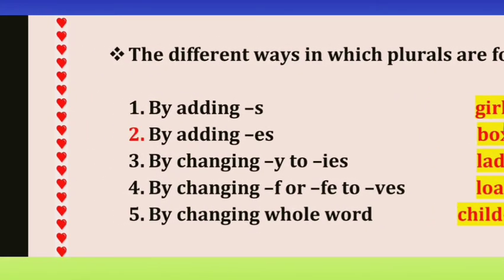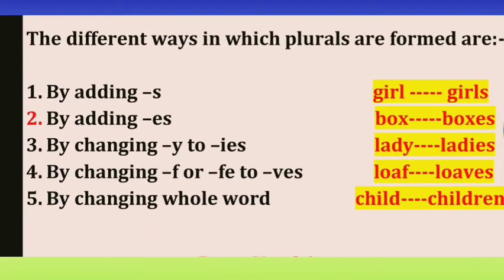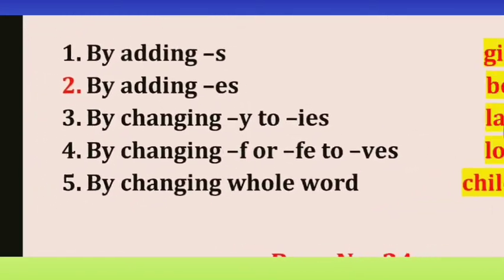Second way, by adding es. So, example is box, boxes. When I add es to the word box, it becomes boxes, and boxes is the plural form of box. Third, by changing y to ies.